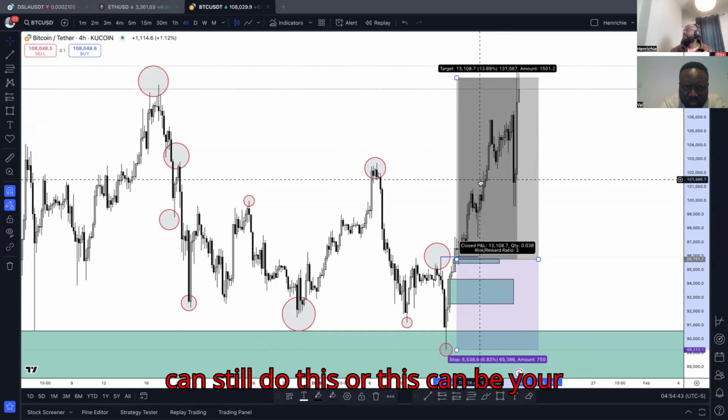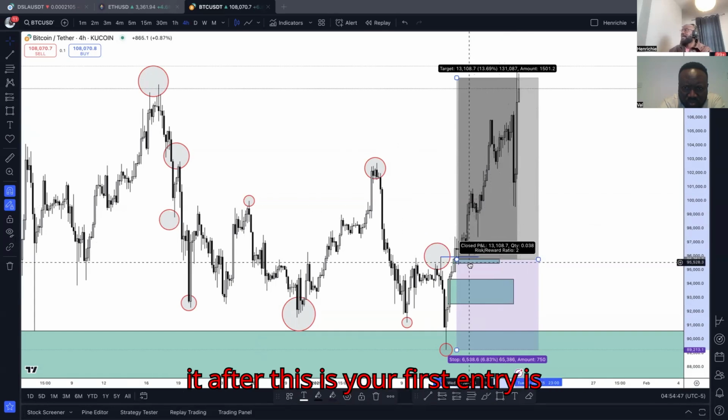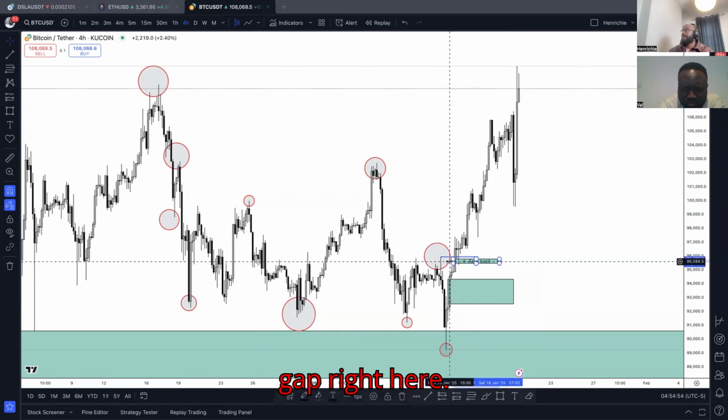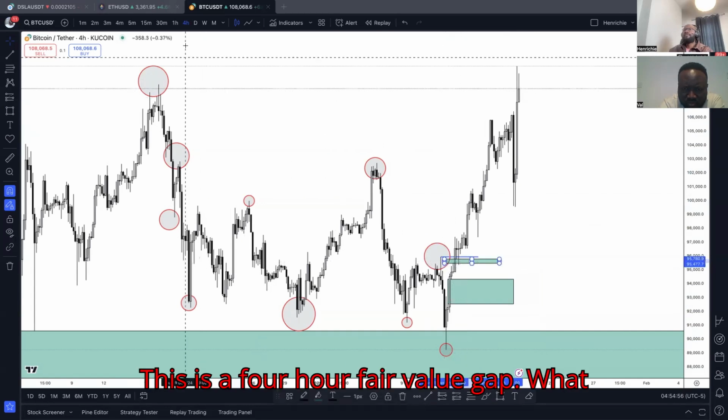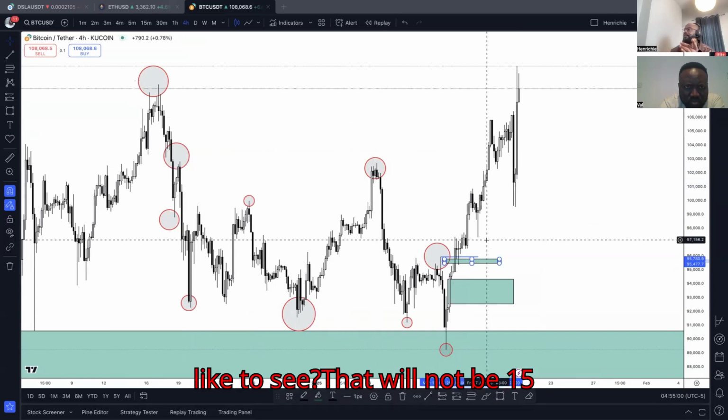Now, another way you can still do this, or this can be your first entry. Another way you can still do it after this is your first entry is after price taps this first fair value gap right here. This is a 4 hour fair value gap. What time frame break of structure would you like to see?